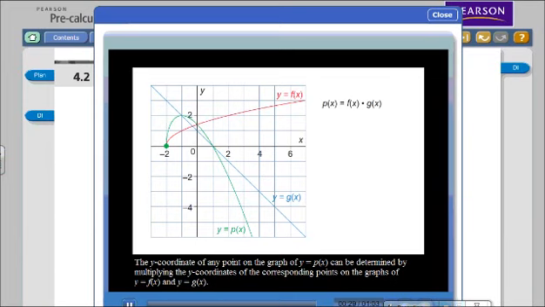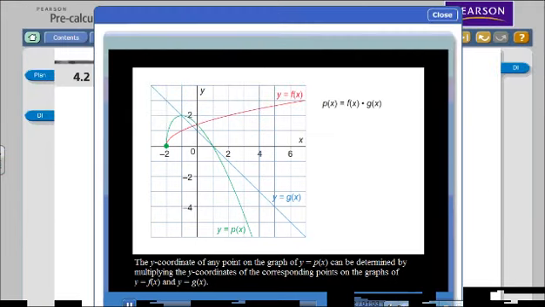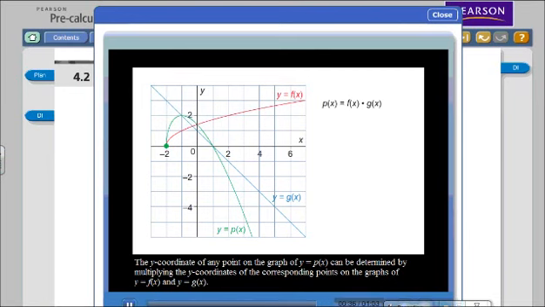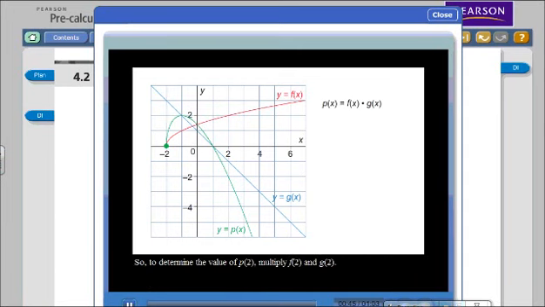The y-coordinate of any point on the graph of y equals p at x can be determined by multiplying the y-coordinates of the corresponding points on the graphs of y equals f at x and y equals g at x. So, to determine the value of p at 2, multiply f at 2 and g at 2. F at 2 is 2. G at 2 is negative 1. So p at 2 equals 2 times negative 1, which equals negative 2.